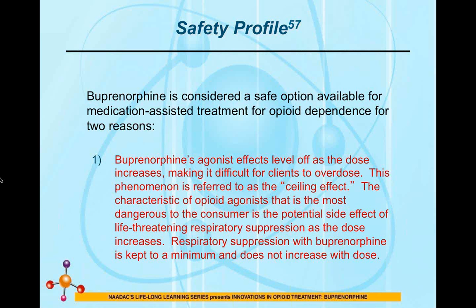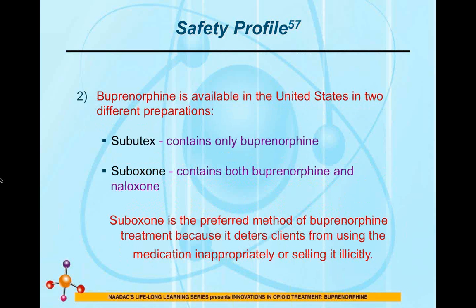And then secondly, buprenorphine has been put into 2 different preparations. Buprenorphine is the medication itself, the actual ingredient that is working, but there are 2 different marketing names for medications: one is Subutex and one is Suboxone. Subutex just contains pure buprenorphine. That's all that's in it. But Suboxone contains both buprenorphine and naloxone. Remember, naloxone is Narcan, and that is an antagonist, so it has both of them on board.